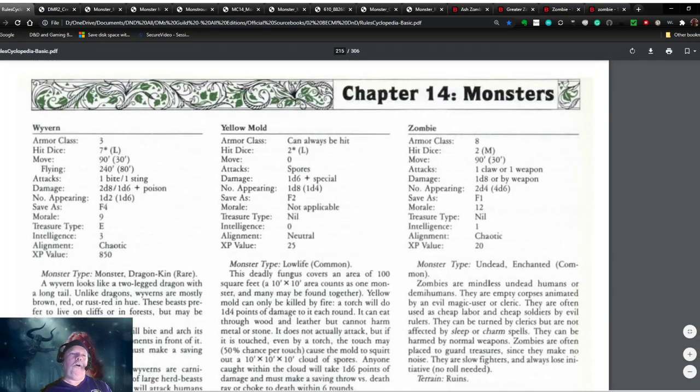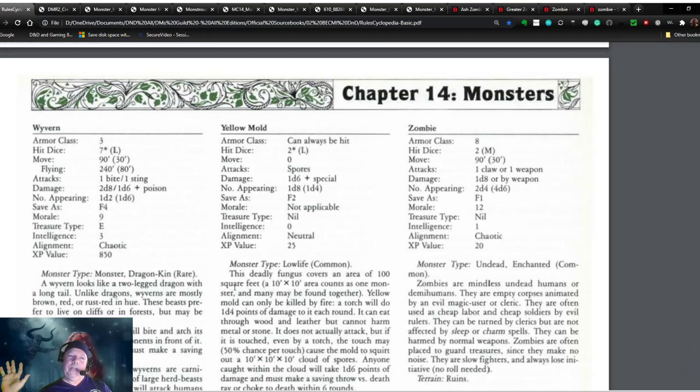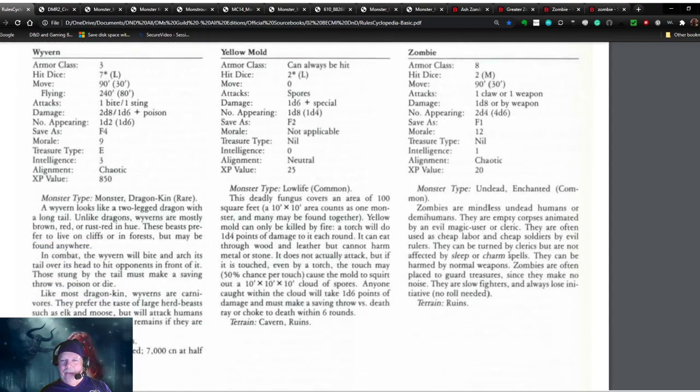And we are going to go all the way back to the Rules Cyclopedia. This is for original D&D. This is a rule set that came out in the 1970s. And this is what we were dealing with. So zombies have an armor class of 8, which is very poor armor class back in those days. And in fact, I think they still have an armor class 8, which is still a very poor armor class in new editions. 2 hit dice. They move 30 feet per round. They attack with a claw or a weapon, 1d8. They have a morale of 12, which means that they don't make morale checks. They never falter because of that mindless capability.